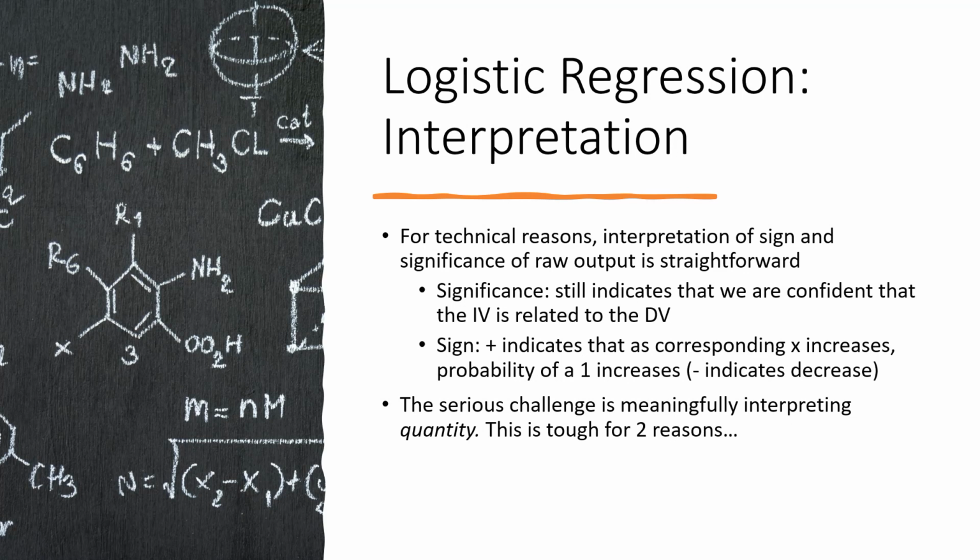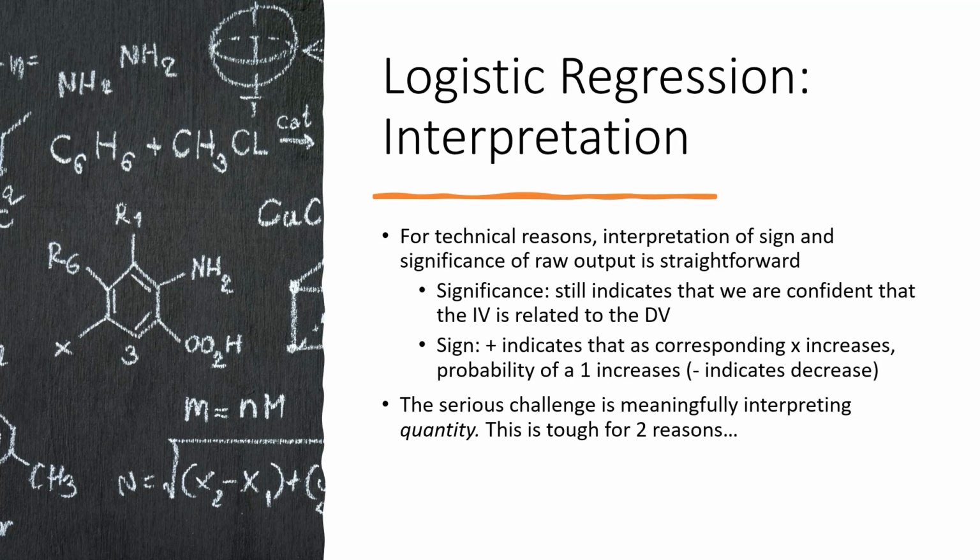The real challenge, though, is interpreting the quantity or the magnitude. That is, when the parameter says 3.18, can I say 3 times more likely? It's positive, so I can say as collegiality goes up, the probability of being on time goes up. But by how much is the question? I can say it's statistically significantly different than 0, so I believe that it's happening in the broader population. But the question is by how much? That quantity part is really difficult here, even though the significance and sign is a little bit more straightforward.